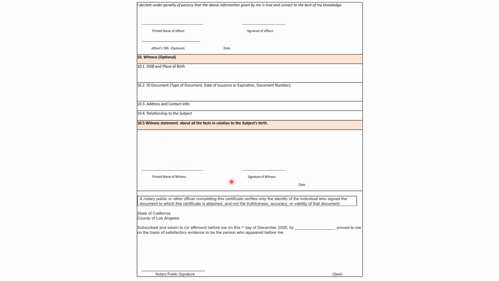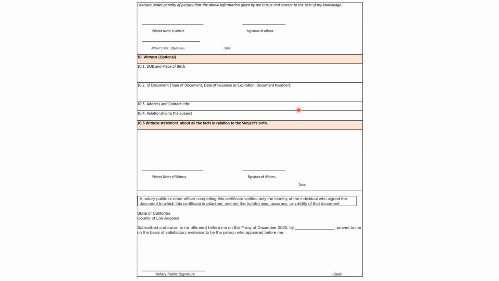After this, the witness is also signing here. We're printing their name and signature, and it is necessary to date the form, so the date of signature is also included. Here the client also signs under their name, and sometimes, depending on the government authorities, they need the client's SSN number, but it is optional.